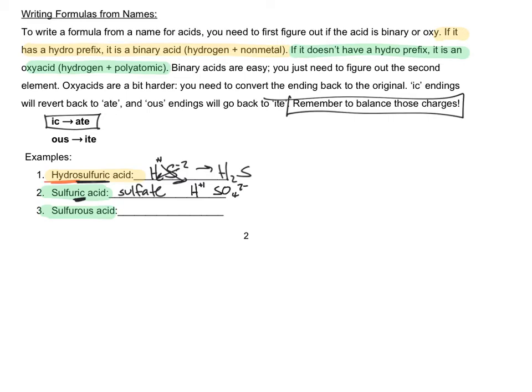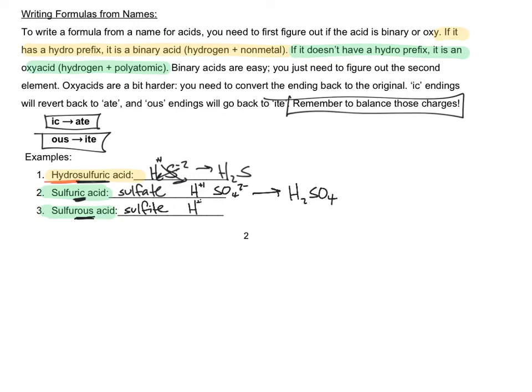Those charges are not balanced, so you got to crisscross them to get H2SO4. And that is our lovely sulfuric acid. On the other hand, sulfurous, OUS, had to come from a polyatomic ending in ite. So sulfurous is going to become sulfite, which is different than sulfate.